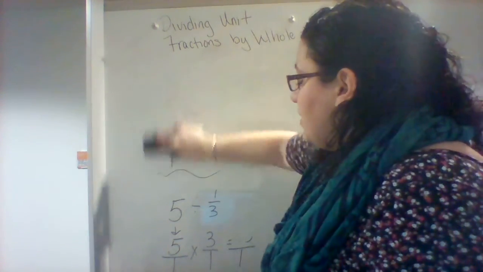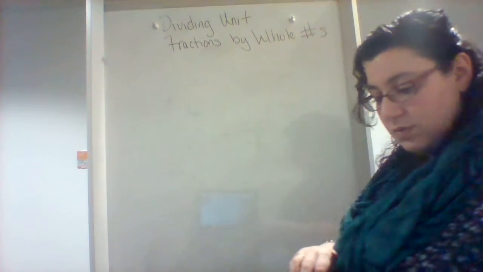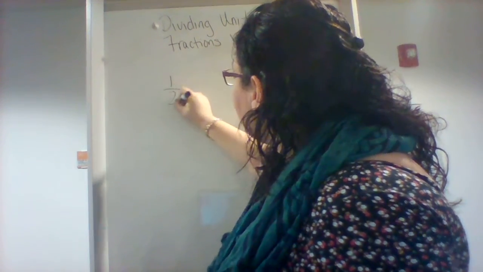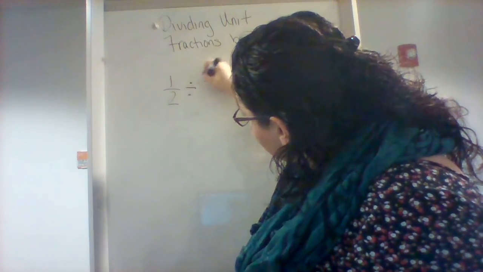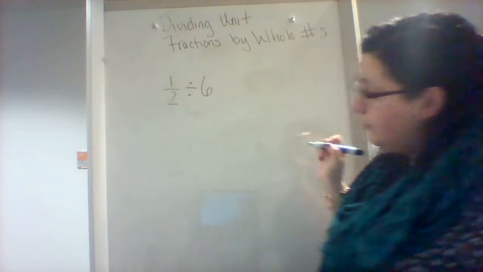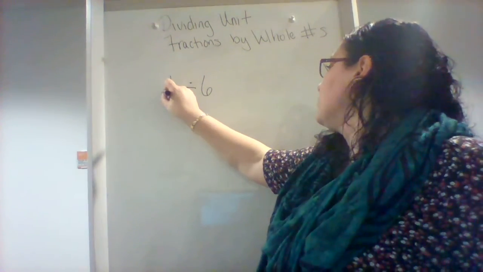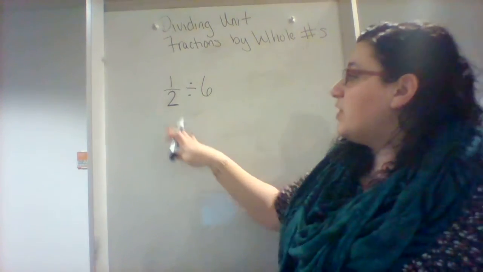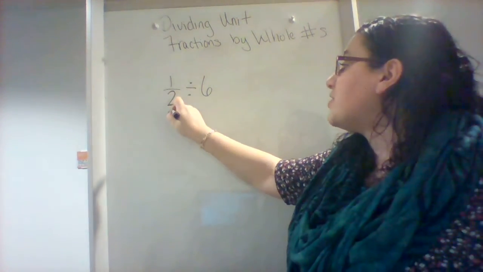Now, we can do the same thing if we are dividing the other way. So instead of it being 6 divided by 1/2, I can do 1/2 divided by 6. So I can do 1/2 divided by 6. Now to do 1/2 divided by 6, my first number is already a fraction, so I'm just going to leave it be as a fraction.